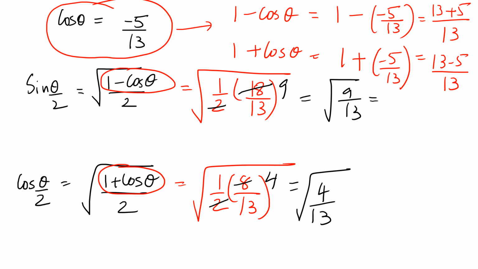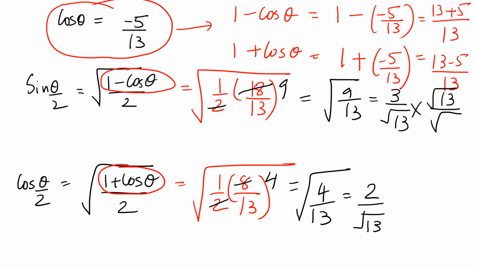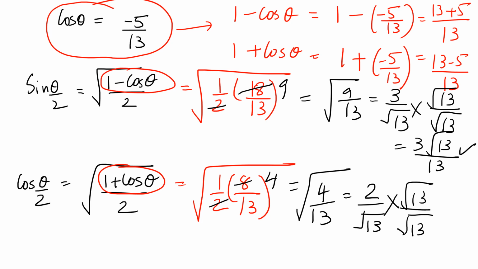If I take the square root in numerator and denominator separately, then this is 3 over square root 13 and this is 2 over square root 13. Now to remove the radical in the denominator, I will multiply up and down with the same radical. So do that. This comes out to be 3 square root 13 over 13 as the final answer, and this comes out to be 2 square root 13 over 13 as the final answer. So with that, we have completed this question and got all the four values.